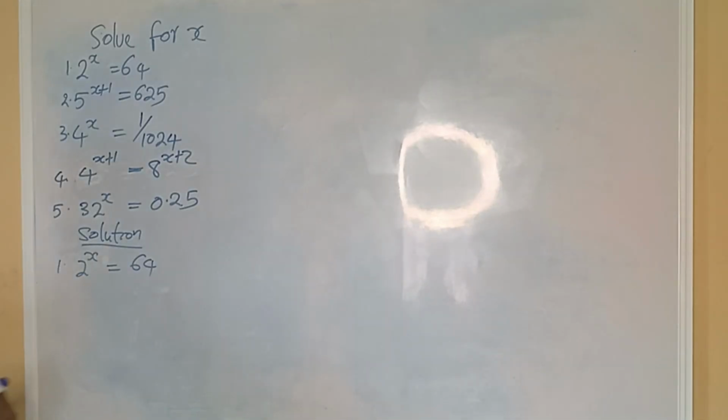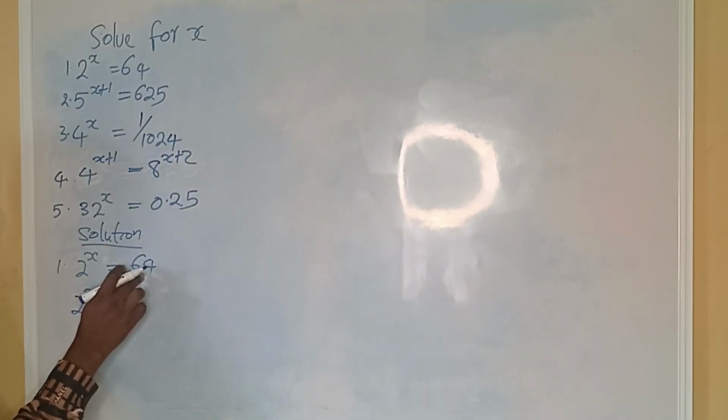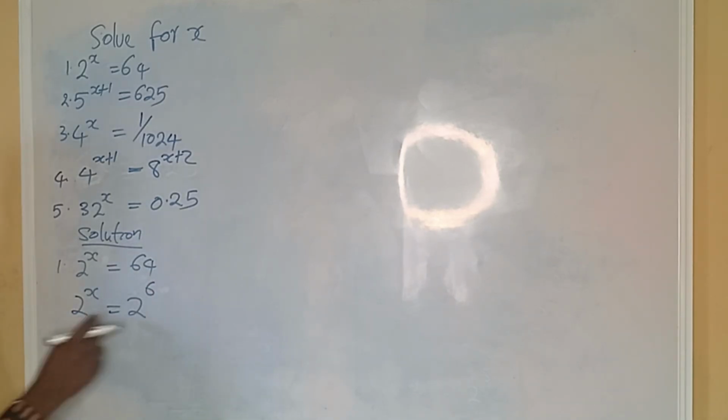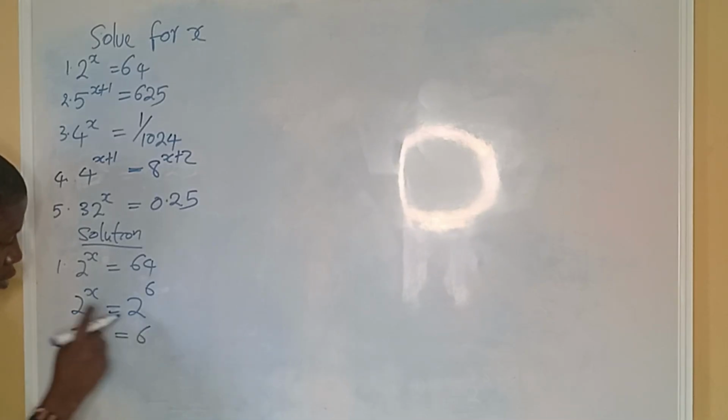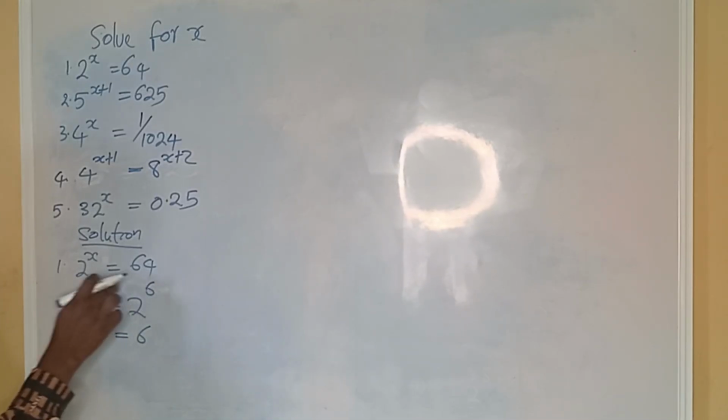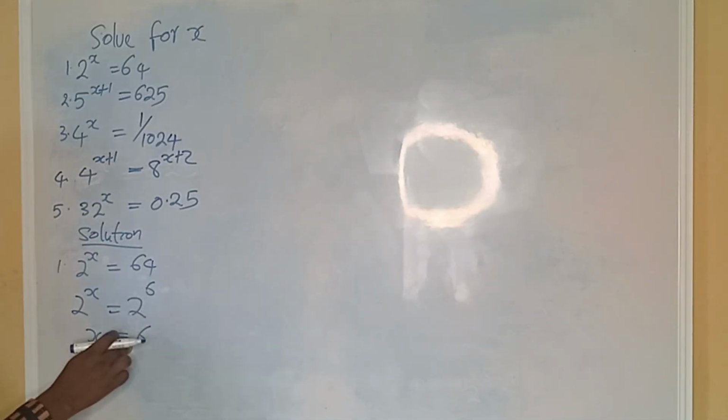So let's continue. This will give us 2 raised to the power of x is equal to 64, which is the same as 2 raised to the power of 6. So here our x is equal to 6, because their bases are equal. Therefore you equate their powers. So x is equal to 6.